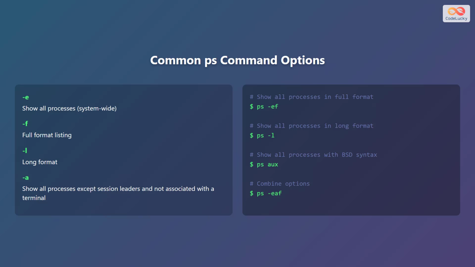Here are some examples of how to use these options. The command ps -ef displays all processes in full format. The command ps -l displays processes in long format. The command ps aux shows all processes with BSD syntax. You can also combine options like this: ps -eaf.